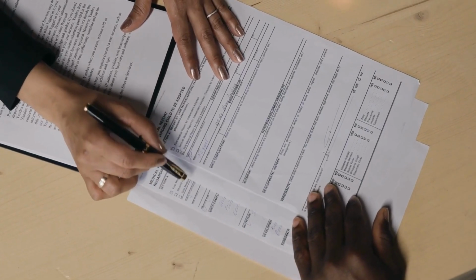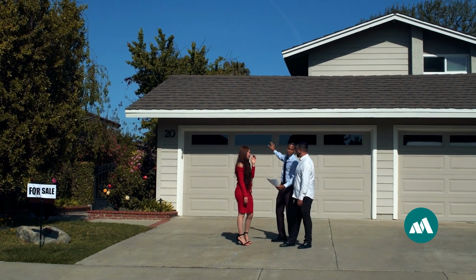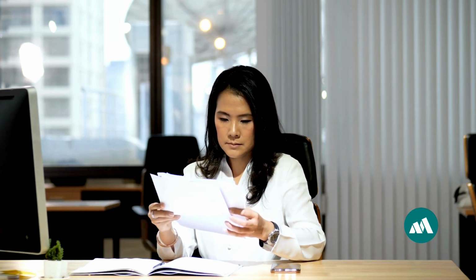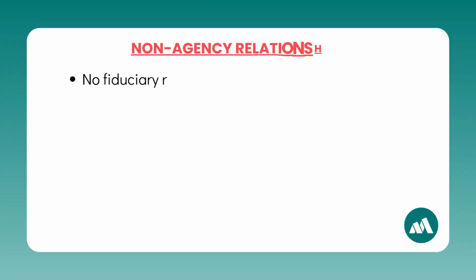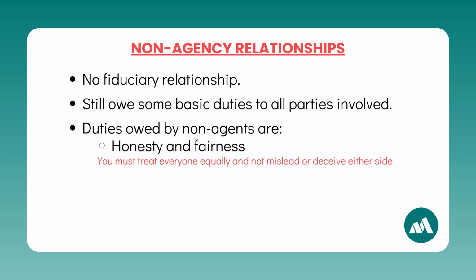In a non-agency relationship, you are not advocating for one party's best interests over the other's. Instead, you help both parties reach an agreement without providing specific advice or guidance that could favor one side or the other. For example, you might help prepare documents or coordinate communication between the buyer and seller. Even though there's no fiduciary relationship, non-agents still owe some basic duties to all parties involved. These duties typically include honesty and fairness, where you have to treat everyone equally and not mislead or deceive either side, and disclosure of known material facts.